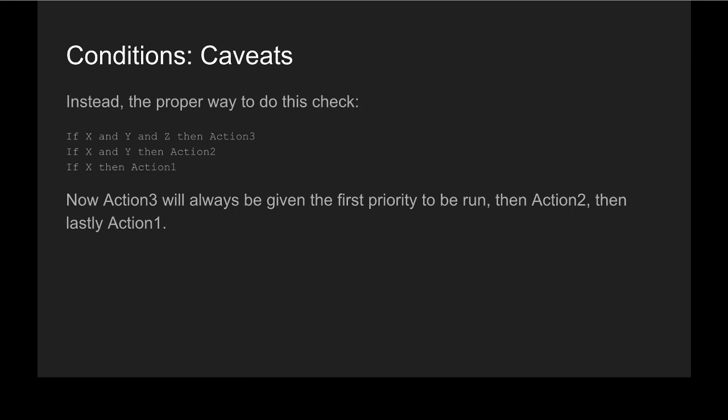So the trick to solving that is do them backward. If X and Y and Z, then do action 3. If X and Y, then action 2. And if only X, then do action 1. Now action 3 will always be given a chance to run. If it doesn't need to run, then action 2 will have its chance. And then if it doesn't need to run, then action 1 will have its chance.